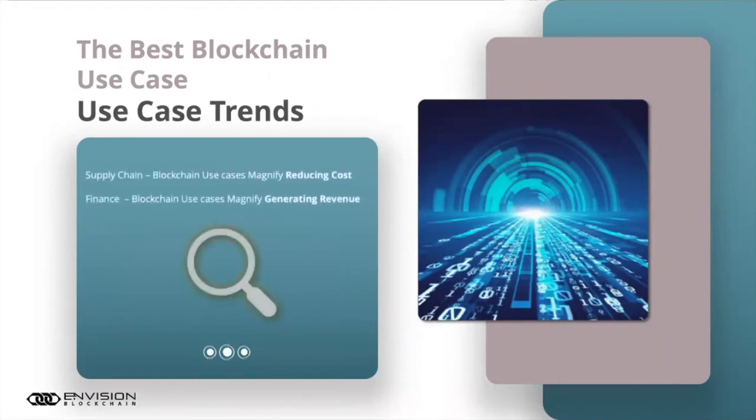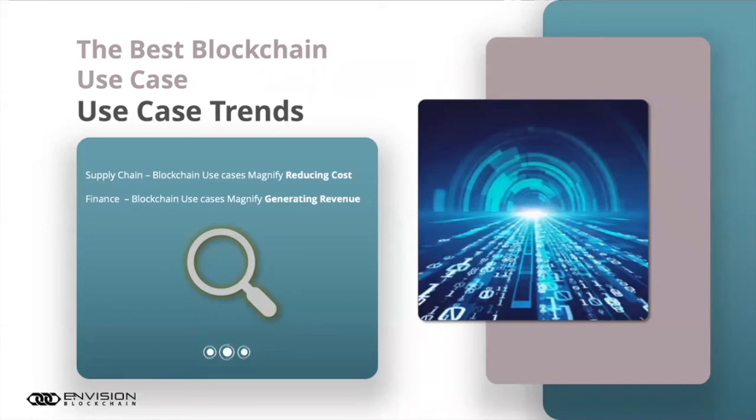Now, what's interesting is that it's almost like a magnifying glass when you take a look at the different verticals, if you will, or the horizontals in this case. So the horizontal here would be supply chain. And when you add blockchain to a supply chain application or a supply chain type of use case, what we've been noticing is that you're really magnifying reducing costs. We'll explain why in the next couple slides. You can definitely generate revenue. That's not what we're saying. We're not saying that you can't, but we're saying that the ability to magnify the reducing cost element is tremendous.